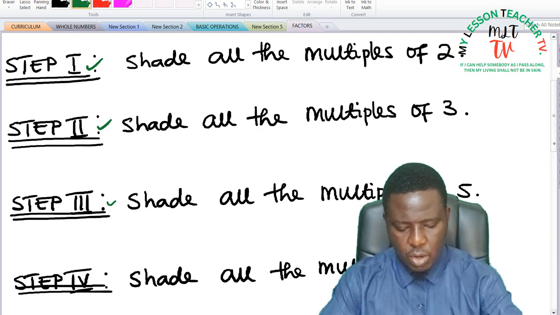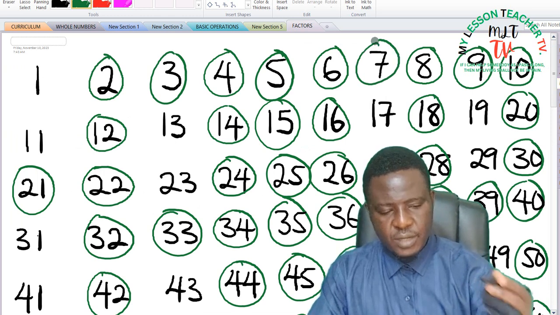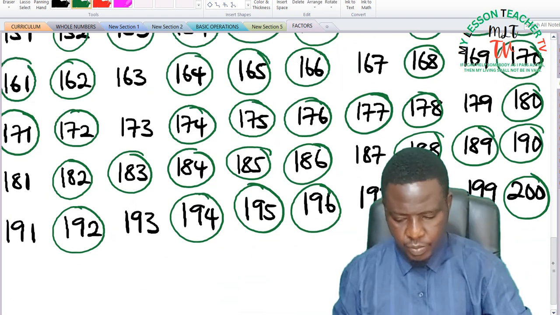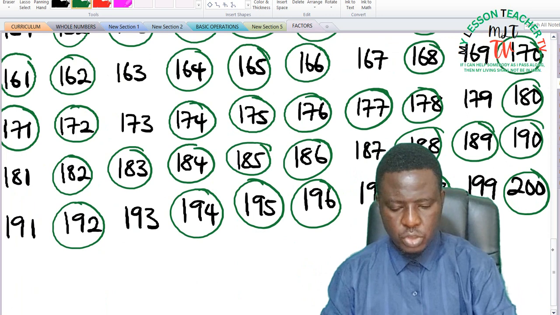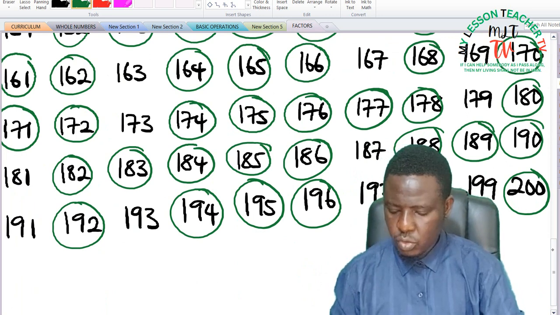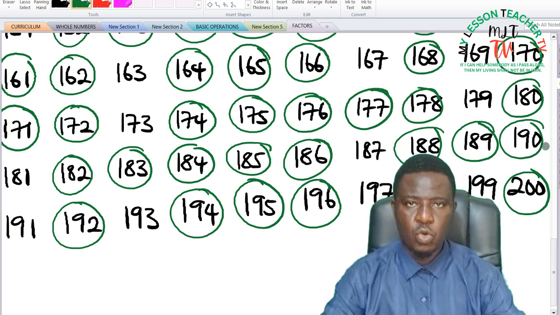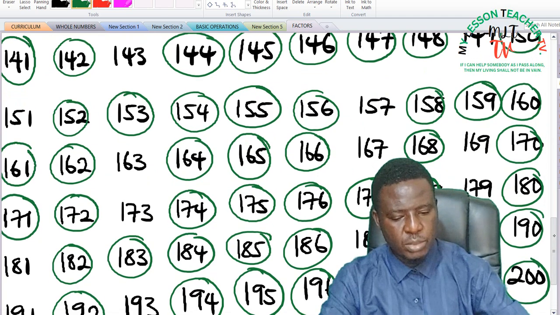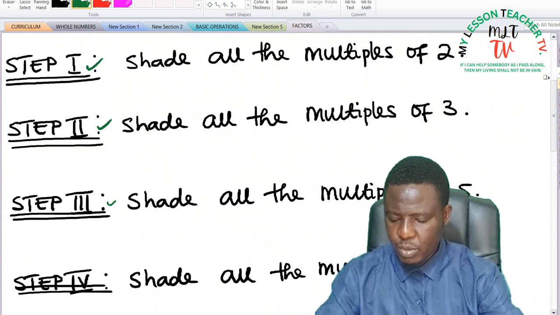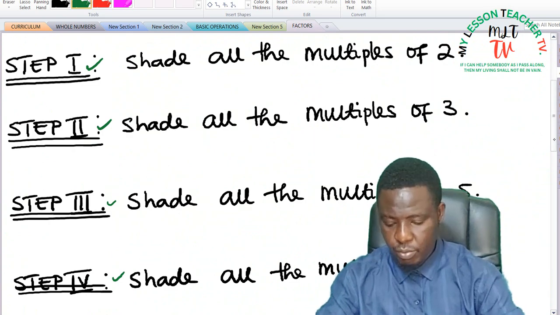We should also shade all the multiples of 7. Multiples of 7, you have 7, plus 7 is 14, 21, and so on, up to 189 shaded. Plus 7 is 196. It has been shaded. So we have been able to shade all the multiples of 7. That's for step 4.